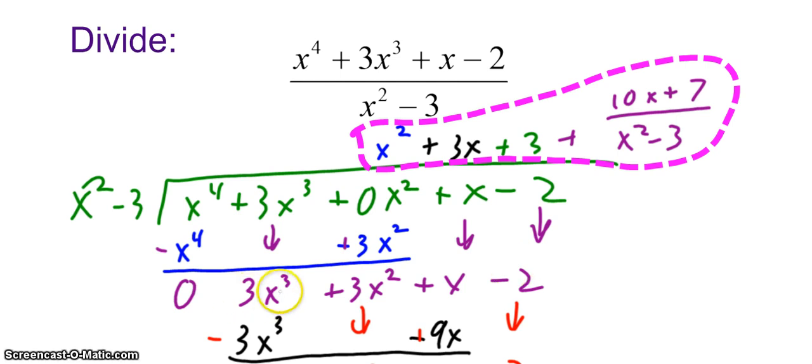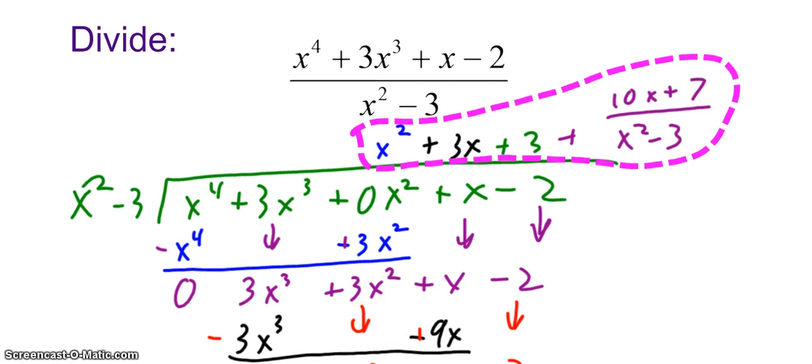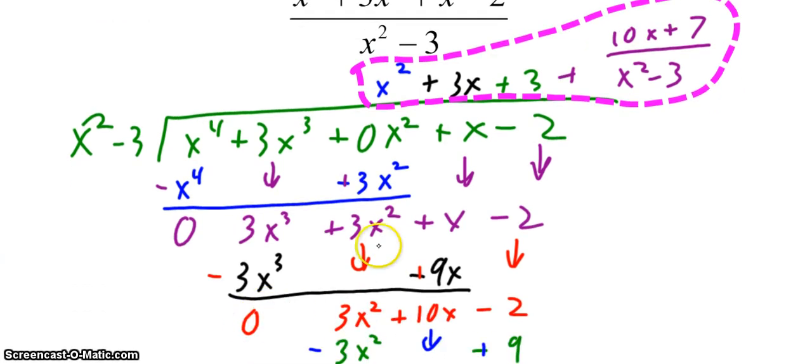Repeat, 3x cubed divided by x squared is 3x. 3x times x squared is 3x cubed. 3x times negative 3 is negative 9x. Now I subtract. This becomes 0, bring down the 3x squared, plus 10x, bring down the negative 2.